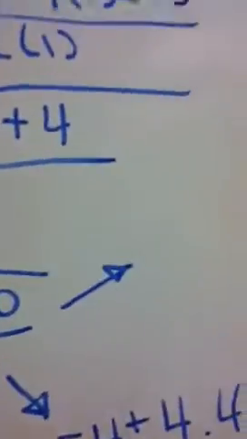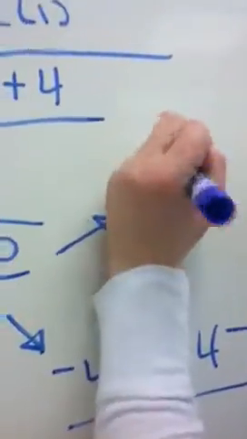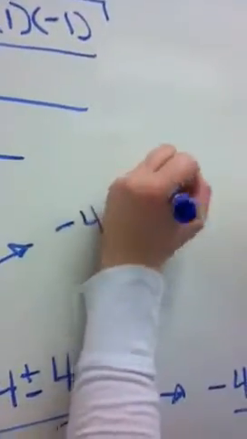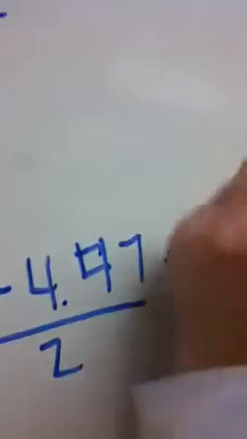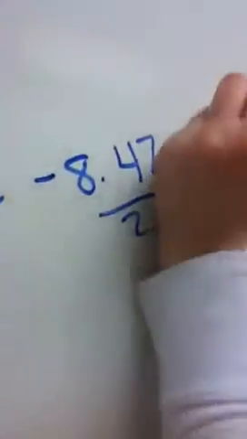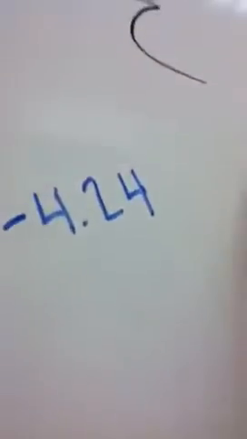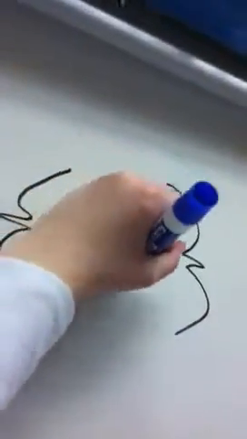Okay? So now we're going to do the negative side of that. So this would be negative 4 minus 4.47 over 2. And this, you would get negative 8.47 over 2. And this would end up equaling negative 4.24. So then you'd have to put this in a bracket. So this would be negative 4.24 and 0.24.